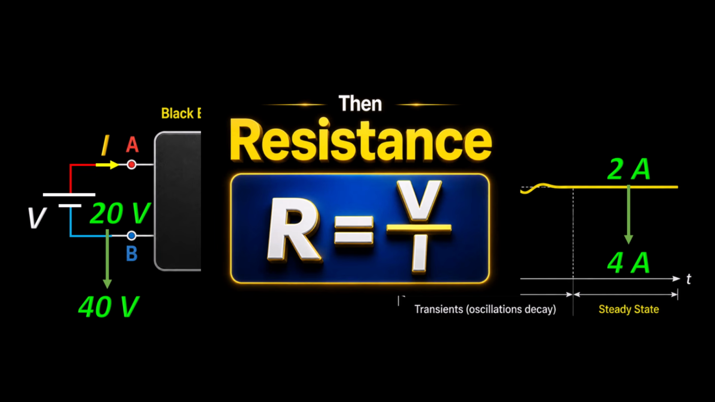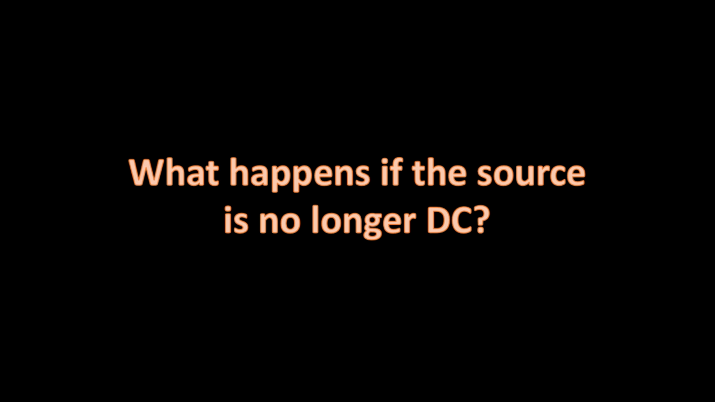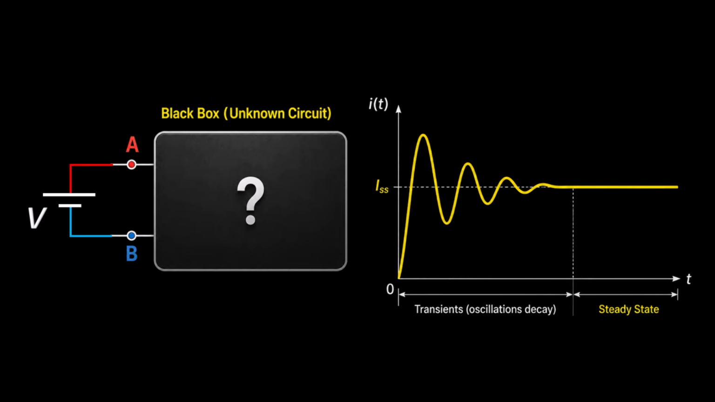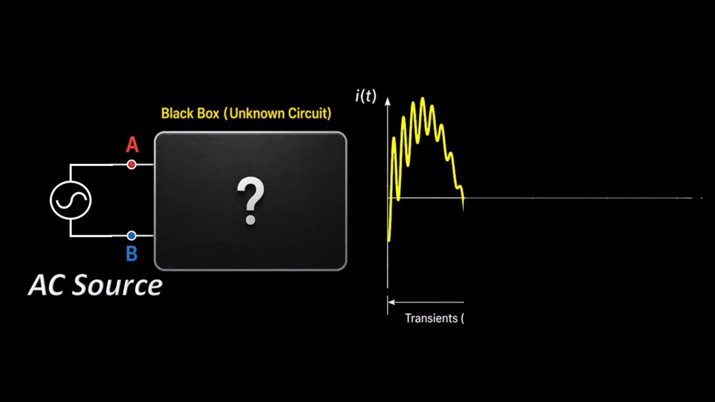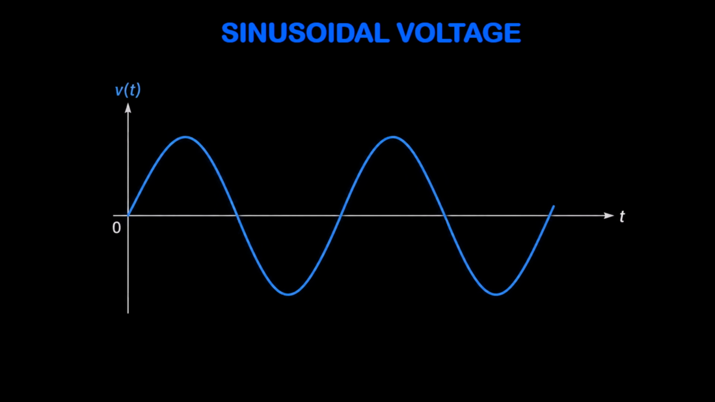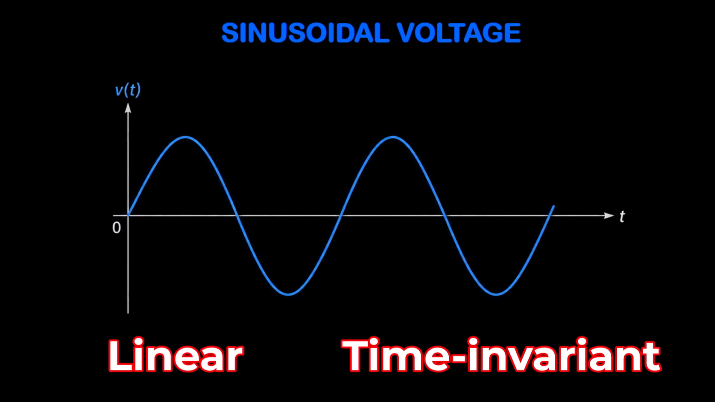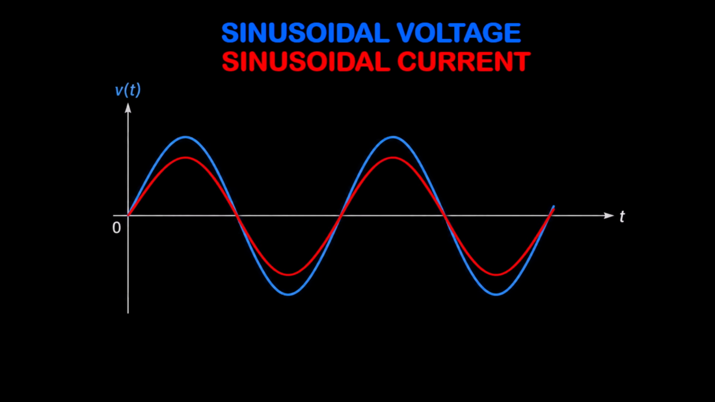But now, let's ask a more interesting question. What happens if the source is no longer DC? Suppose I replace the DC source with a sinusoidal voltage source. Again, I wait long enough until all the transient effects disappear and the circuit reaches a steady state. Now something very interesting happens. Assuming the circuit inside the black box is linear and time invariant, the current is also sinusoidal and it has exactly the same frequency as the applied voltage.